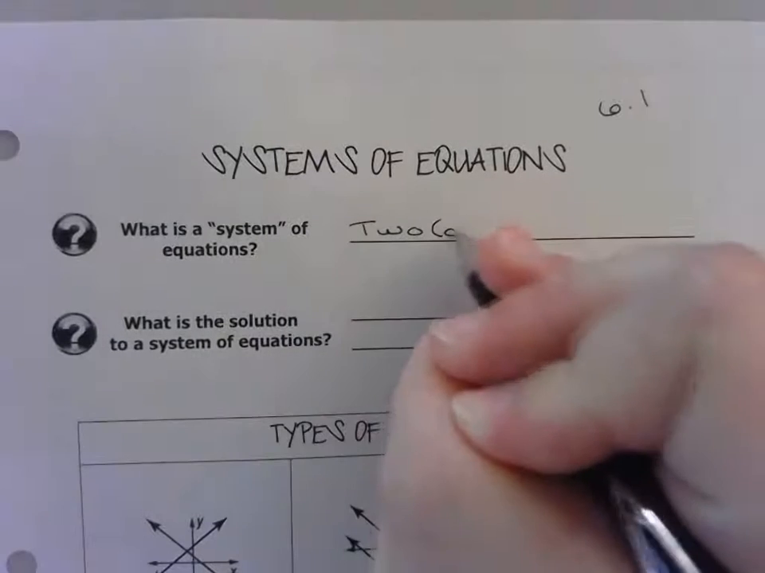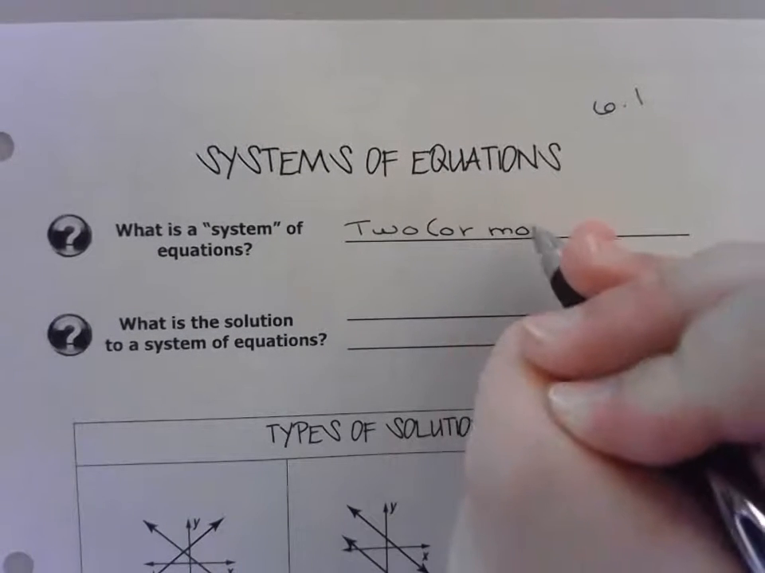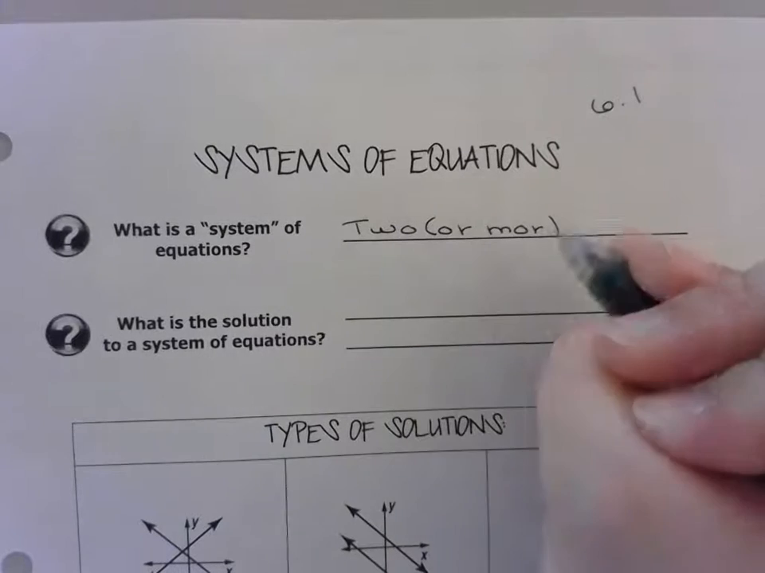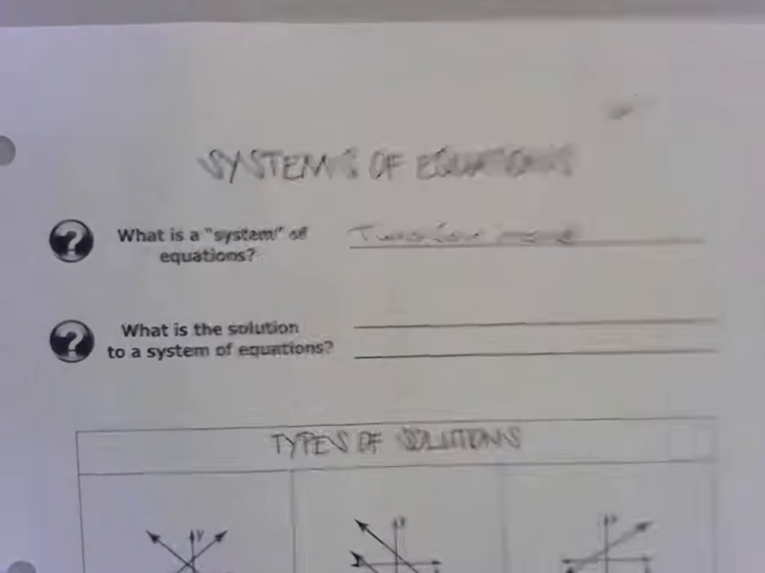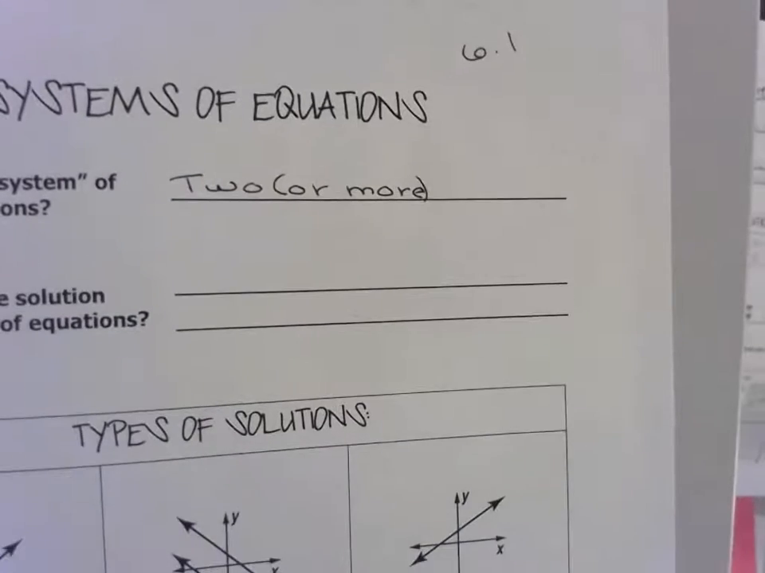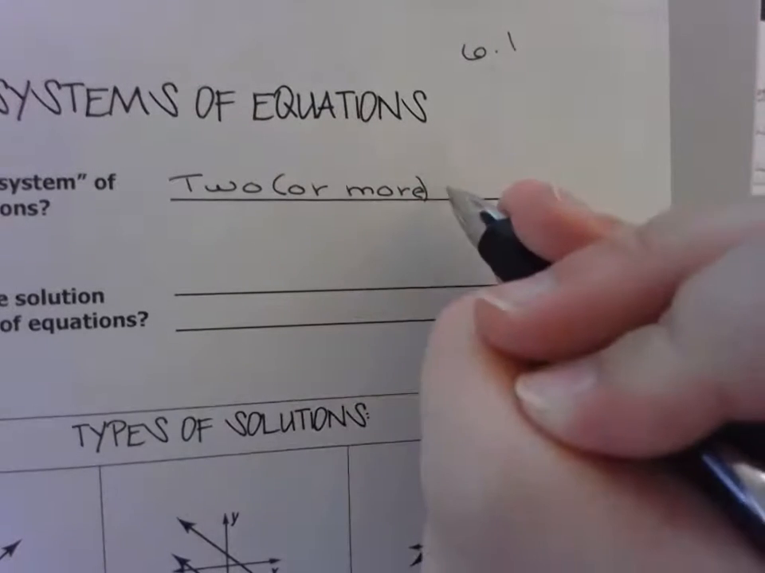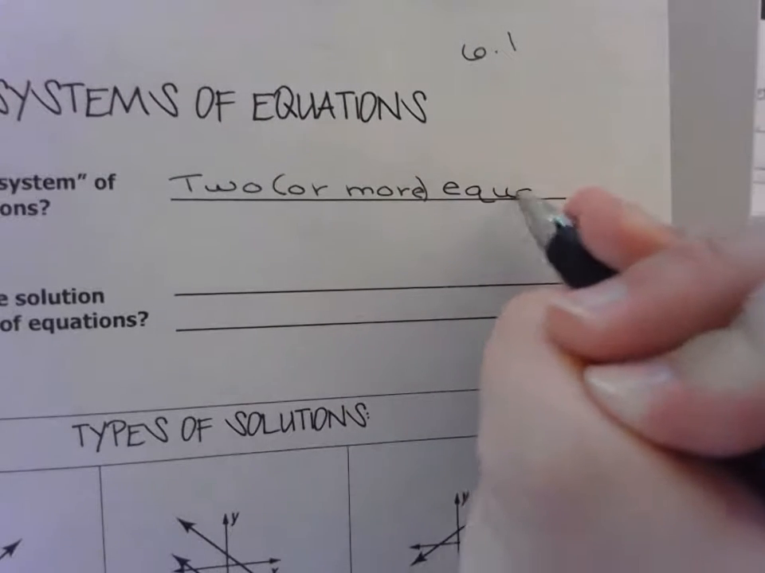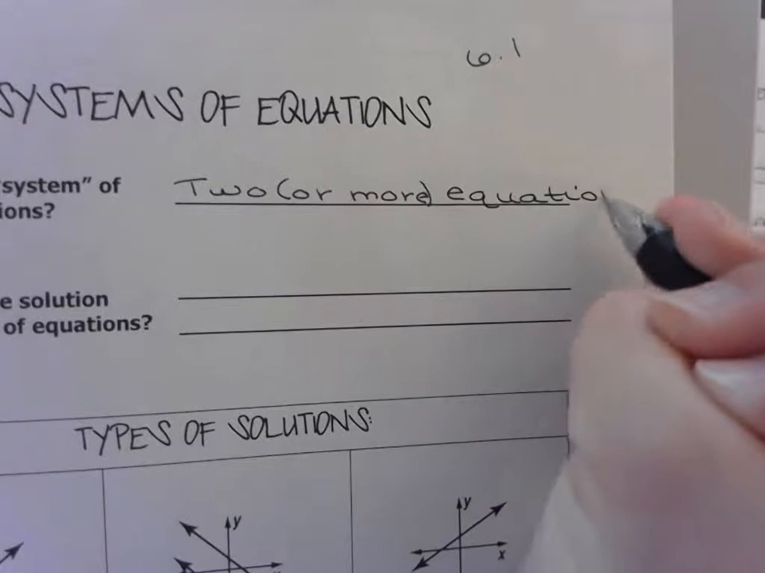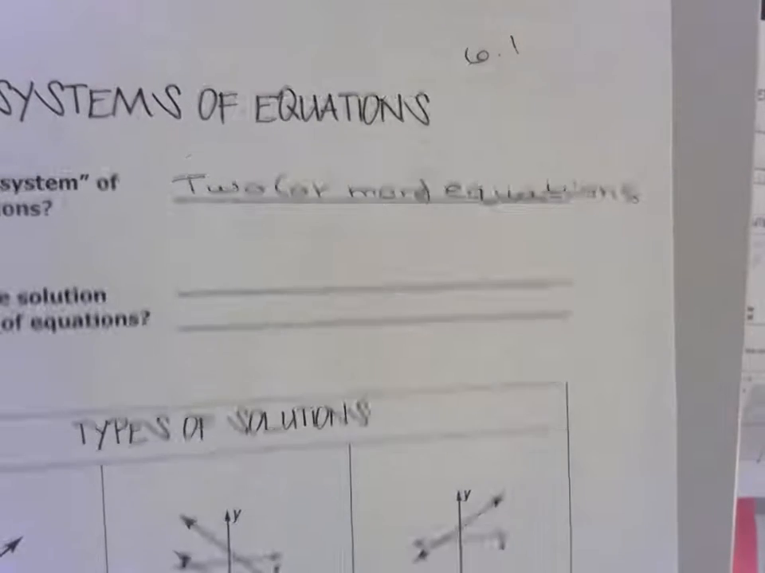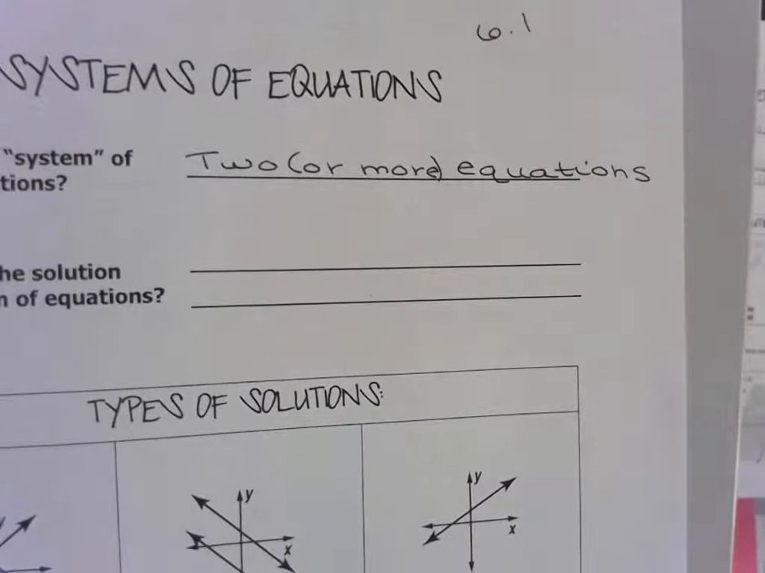2 or more. Now we're only going to talk about 2 equations in this class, but you could have 3 or 4 equations. But for this class, you're only going to have 2. So a system of equations is 2 equations. Okay, and we are going to have to find the x and y value that works for both of them. So we are going to have to look for the solution to both of the equations.